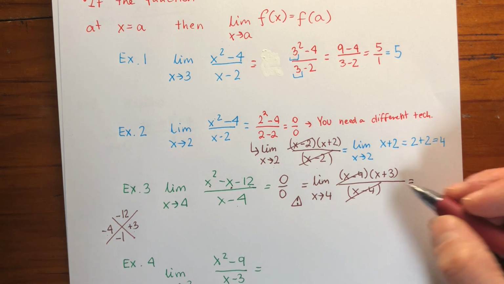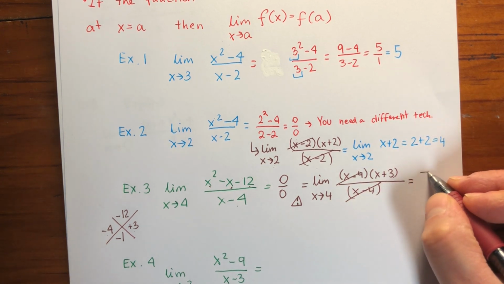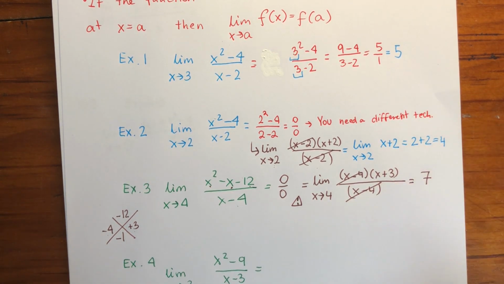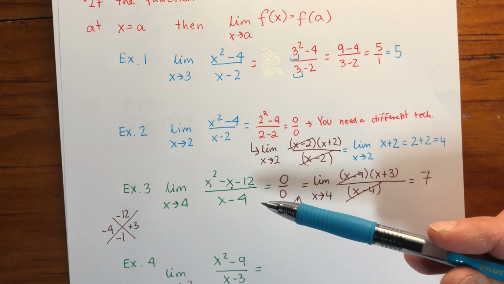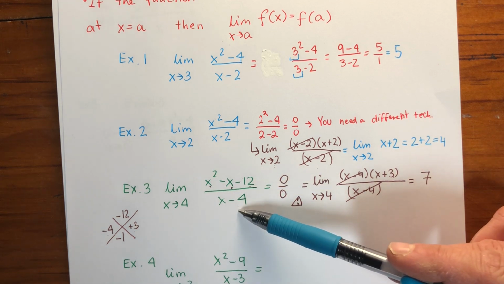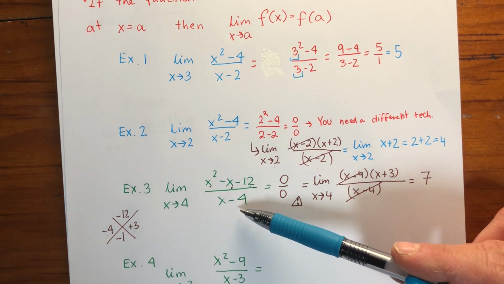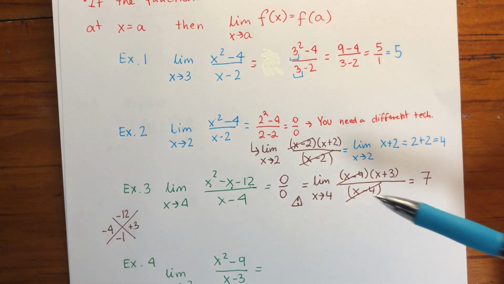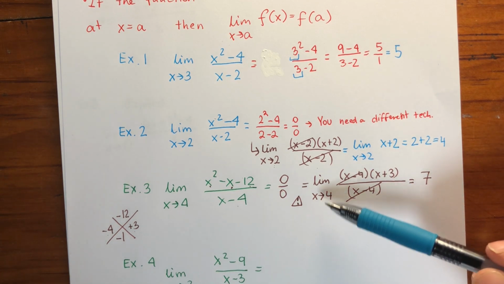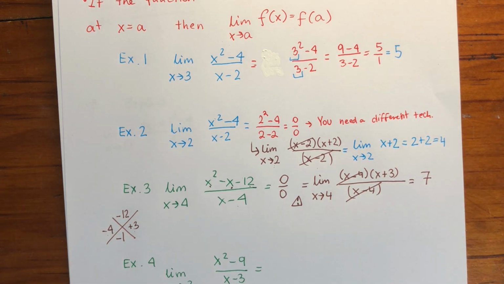And now I'm not going to be rewriting this one more time. This is equivalent to 7. So again, if you were to graph something like this, that would be a graph that would have a hole at 4. The point is not in the domain. However, you can still find the limit, and the limit would be 7.